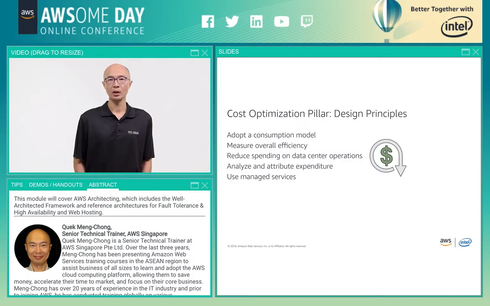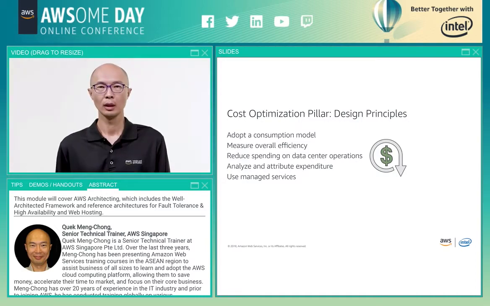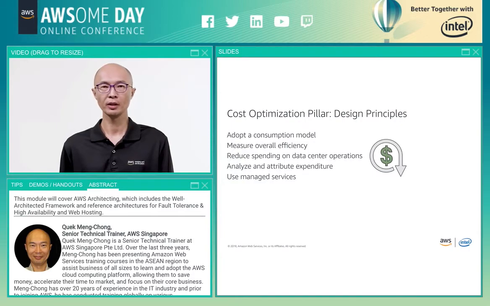Stop spending money on data center operations. With AWS, you no longer have to do the heavy lifting of racking, stacking, and powering servers. We take that burden so that you can focus on your customers and businesses and projects instead of the IT infrastructure. Next, analyze and attribute expenditure. With the cloud, it is so much simpler and easier to accurately identify the usage and cost of systems. Customers can measure their return on investment, which provides them the opportunity to optimize resources and reduce costs.